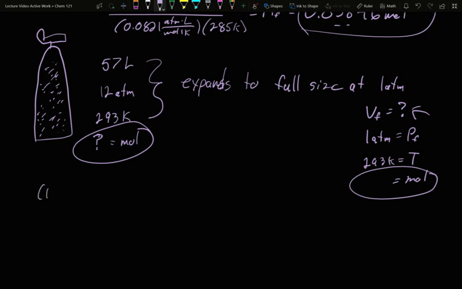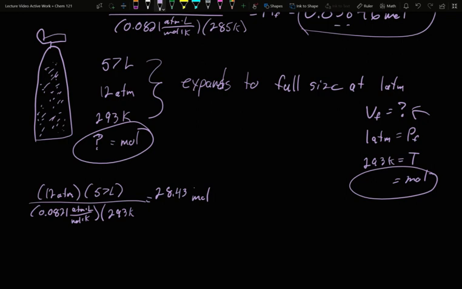Well, I've got a pressure, 12 atmospheres, a volume, 57 liters, an R value, 0.0821 atmospheres liters per mole Kelvin, and 293 Kelvin. So I can solve those moles. I get 28.4345 moles with 2 sig figs, but we'll keep it all so that we can use it in our next calculation. That's how many moles must have spread out.